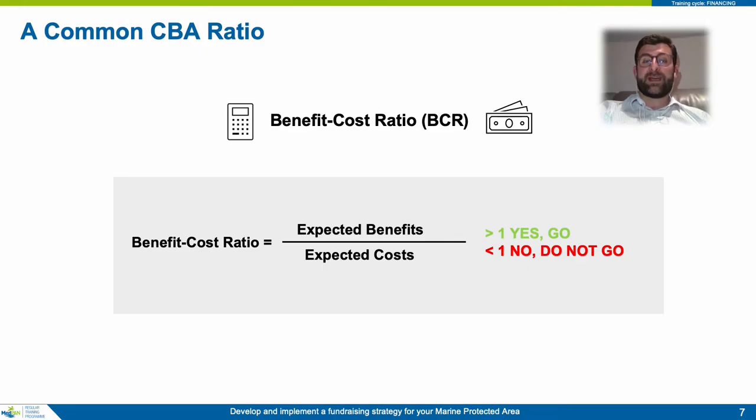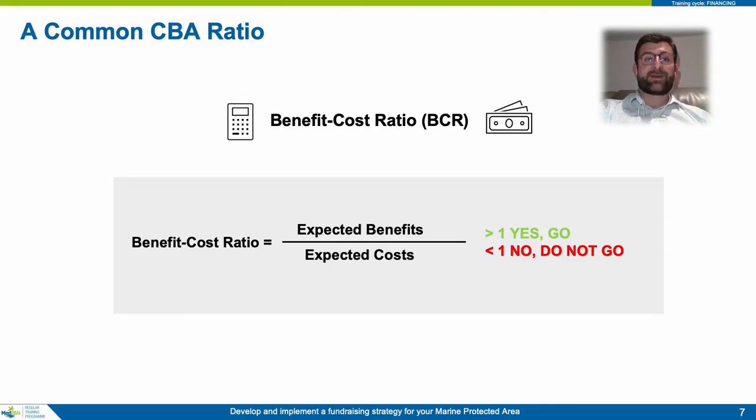If an activity has a BCR greater than 1, the activity is expected to deliver a positive value for the institution and thus for its potential investors or donors. On the contrary, if an activity has a BCR smaller than 1, then the costs are expected to be greater than the benefits.